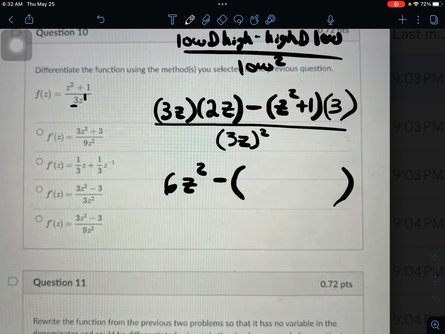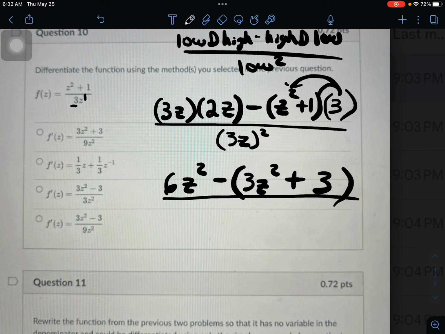And then I'm going to distribute my 3. 3 times z squared is 3z squared. And 3 times 1 is 3. And there's a plus between them. So I got that right there. And all of that's going to be over the bottom. Nothing's changed on the bottom yet. In fact, let's go ahead and change the bottom because I think they've changed it in their answer choices.